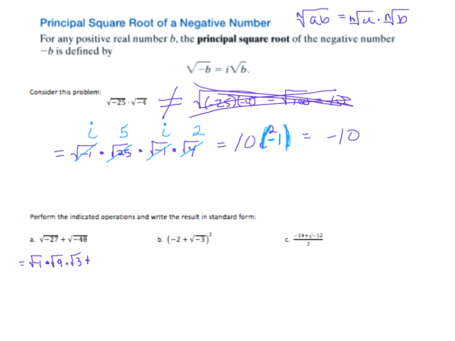Okay, so I'm adding that to the square root of negative 1 times, okay, 48 is 16 times 3, so 16 times 3. The reason I broke this up this way is I can take the square root of negative 1 and get i. I can take the square root of 9 and get 3.